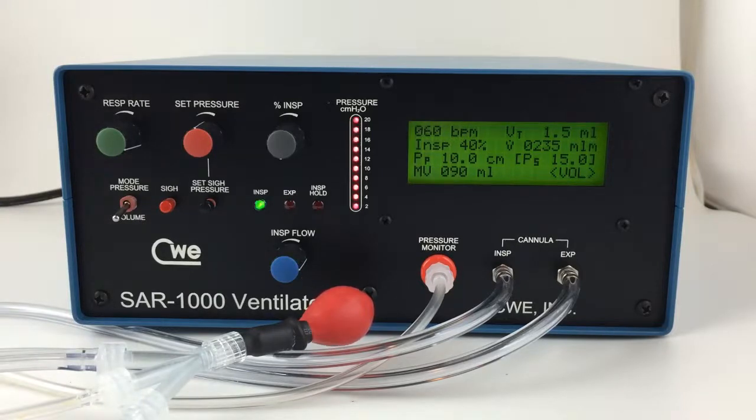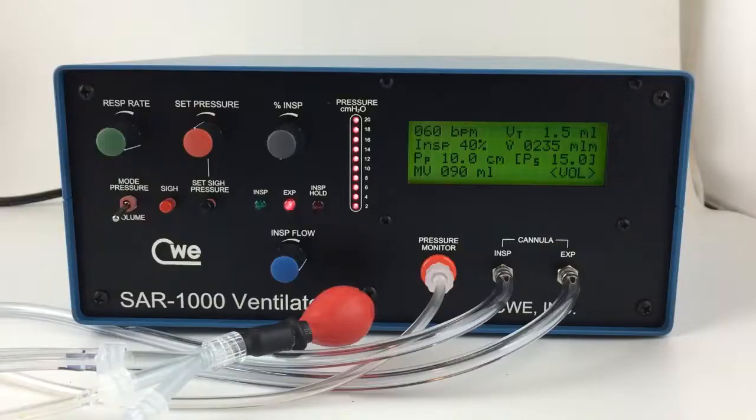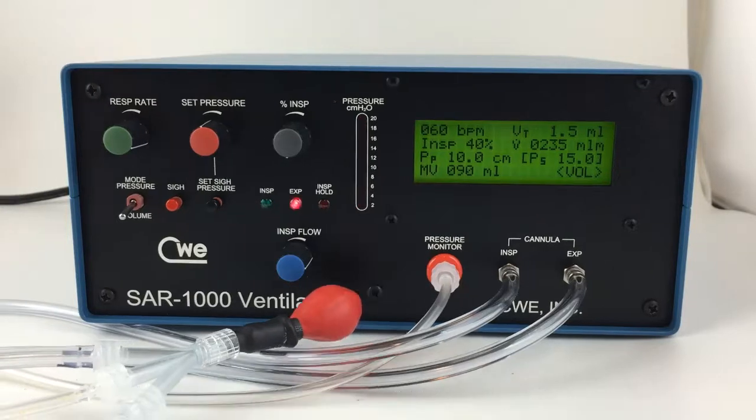Now on to pressure mode. In pressure mode, inspiratory flow stops when the user's set airway pressure is reached, rather than when the inspiration time has elapsed. If the inspiration time has not already elapsed, lung volume will be clamped at its present value and released at the end of the inspiratory time.